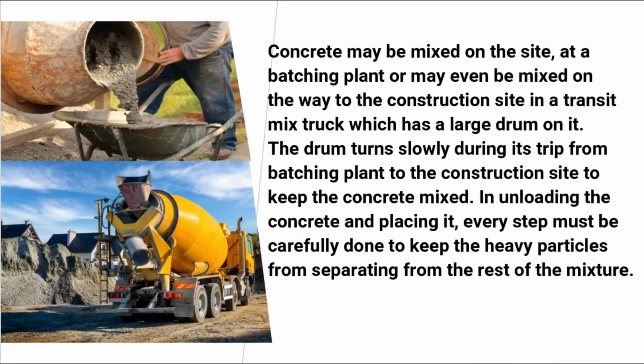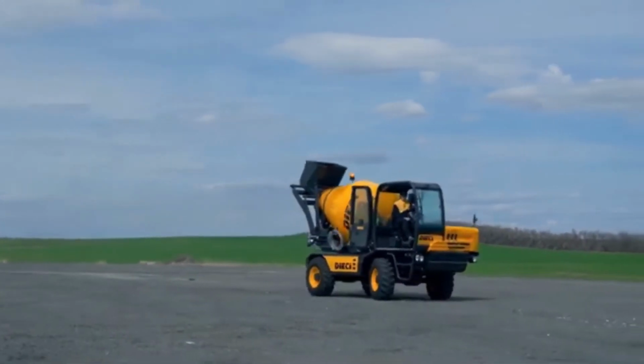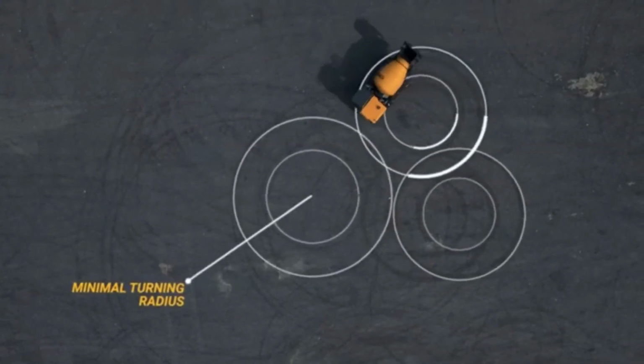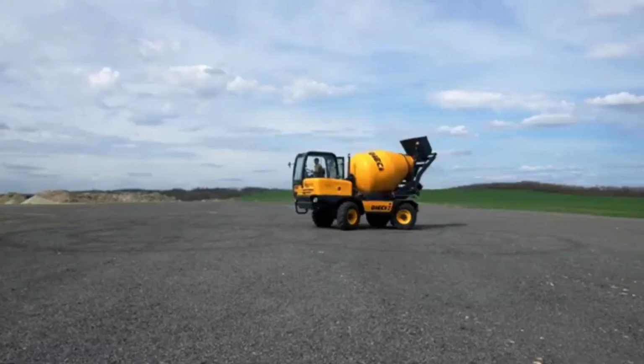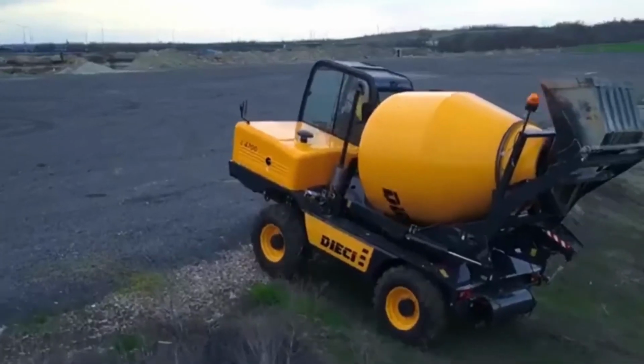Concrete may be mixed on the site, at a batching plant, or may even be mixed on the way to the construction site in a transit mix truck, which has a large drum on it. The drum turns slowly during its trip from batching plant to the construction site to keep the concrete mixed. In unloading the concrete and placing it, every step must be carefully done to keep the heavy particles from separating from the rest of the mixture.